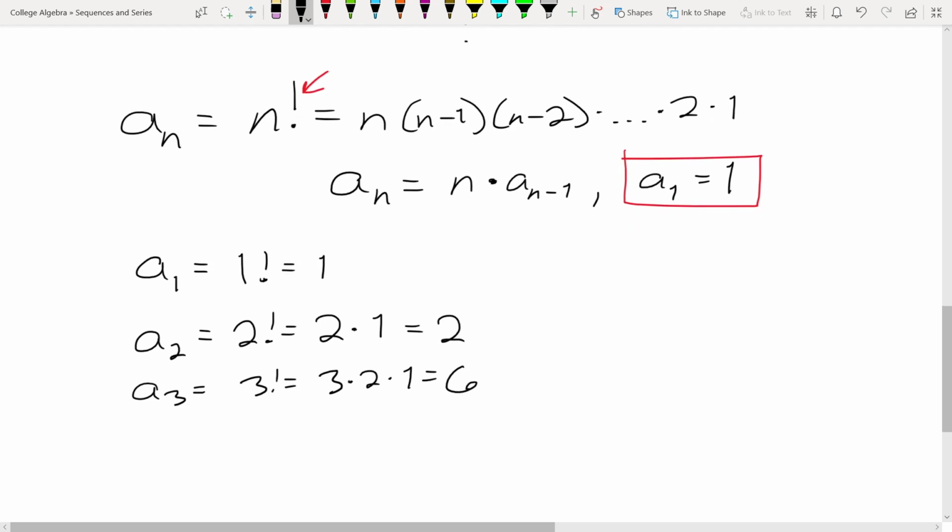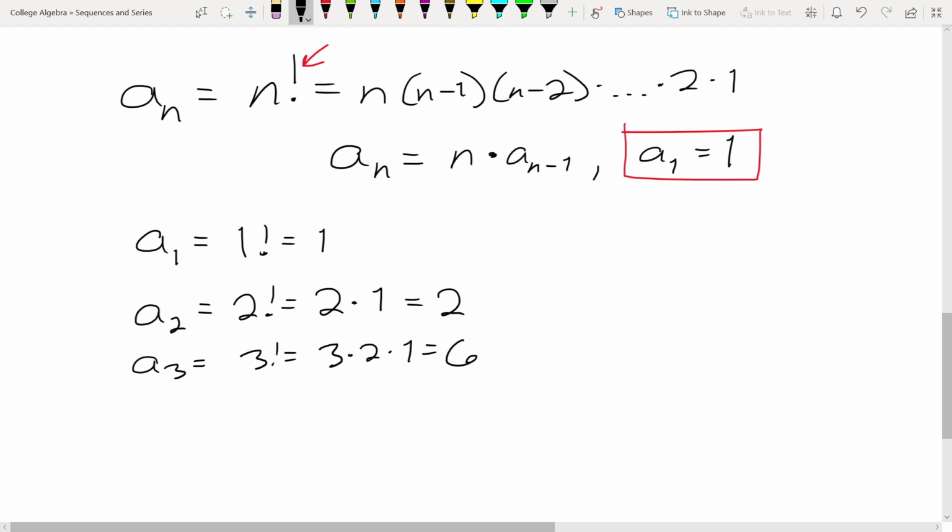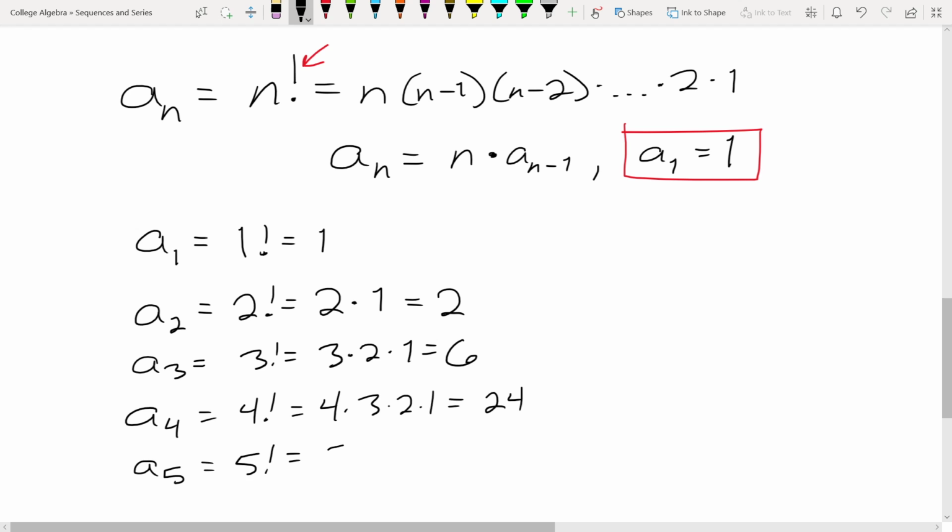So now we kind of see the pattern a little bit more. a4 is 4 factorial, 4 times 3 times 2 times 1, which is 24. And finally, a5 is 5 factorial, 5 times 4 times 3 times 2 times 1, which gives us 120.